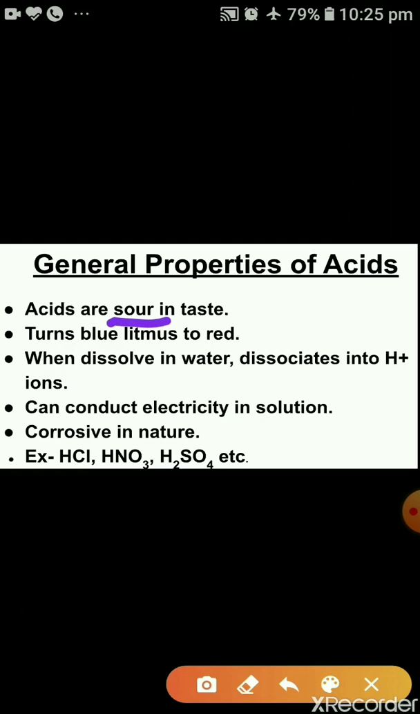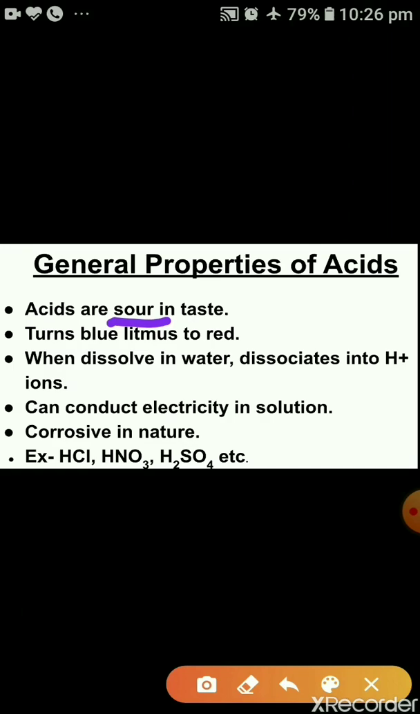Second property: acids turn blue litmus to red. When acids are dissolved in water, they dissociate, or ionize, into H positive ions. Acids can conduct electricity in solution. And one more thing, acids are corrosive in nature.